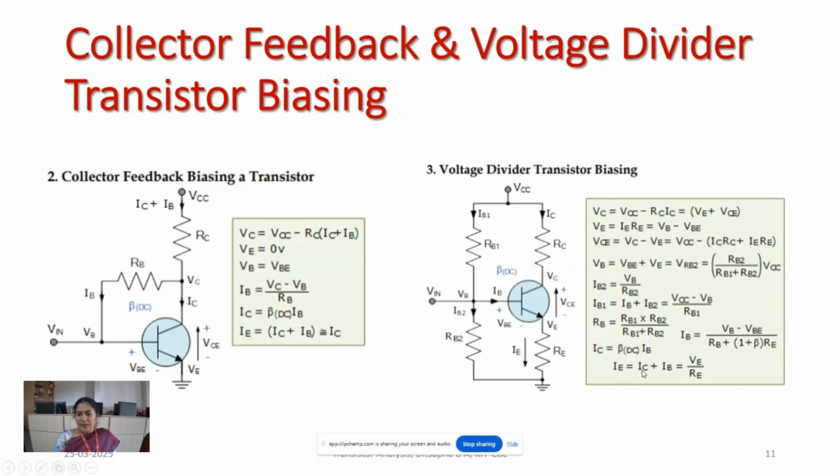So IE will be equal to IC plus IB, which is also equal to VE by RE. This also gives very stable equations corresponding to the biasing. This forms the DC analysis, the large signal analysis. In this analysis we consider the input to be the bias voltages. Whenever you have the DC biasing voltage and you are analyzing that, it is considered the large signal analysis.